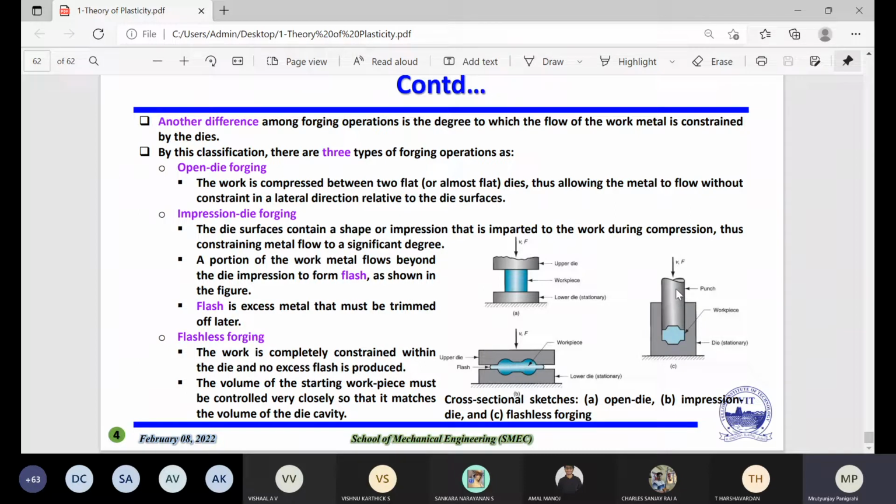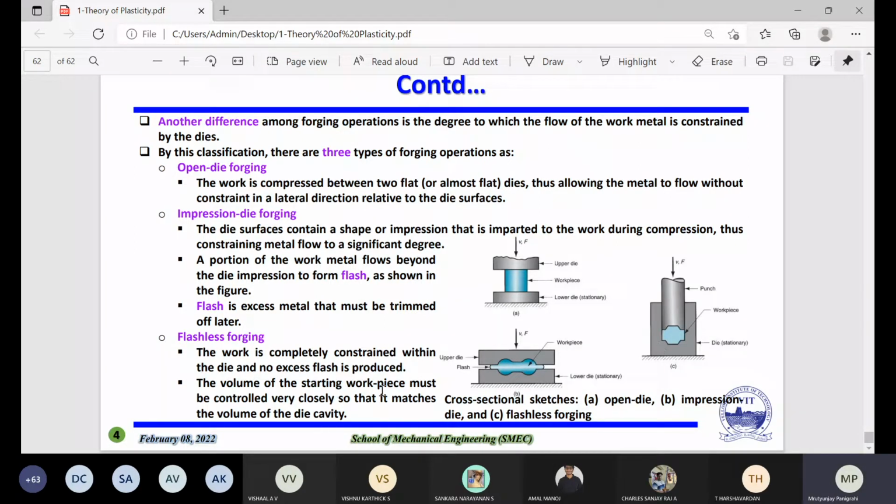Whenever you are giving the force with a certain velocity, whatever material you are putting here, you have to find out exactly. That means whatever the volume of the initial raw material, you will find exactly the same volume after the forging process. The work is completely constrained within the die, and no excess flash is produced because there is no gap here, so you cannot find flash material.